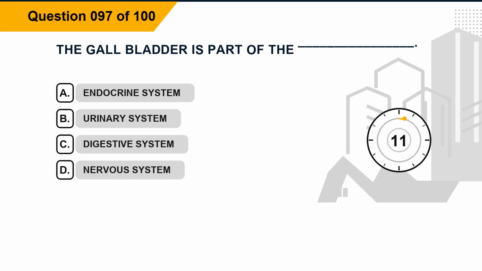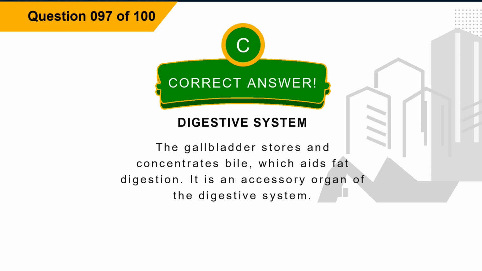Question 97. The gallbladder is part of the blank. Option A. Endocrine system. Option B. Urinary system. Option C. Digestive system. Option D. Nervous system. The correct answer is option C. Digestive system. Explanation. The gallbladder stores and concentrates bile, which aids fat digestion. It is an accessory organ of the digestive system.